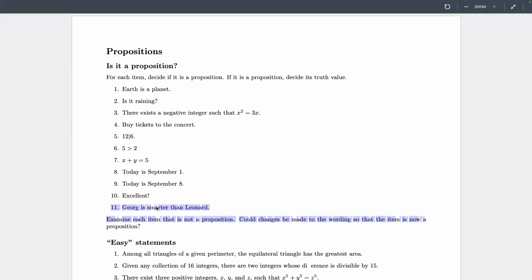Yeah, it's ambiguous. The book has an example of if you look at a specific test and Georg performs better on that test than Leonard, then we can say that that's a true statement. But as is, it's too overly broad. How do we quantify that? So we can't say that it's true or false.